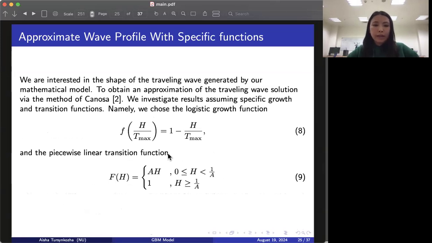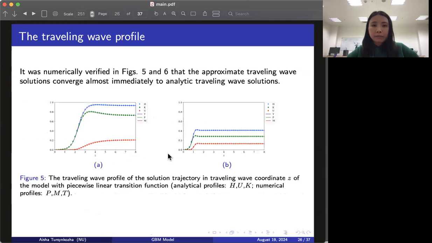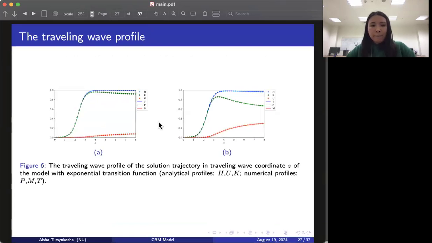And after that, we check numerically how they converge to each other. In this traveling wave profile analysis, we find that the approximate traveling wave solutions converge almost immediately to the analytical solutions. This is the model when we use the piecewise linear transition function with the logistic growth function. And the second one is the same, but for the transition function, we are using exponential transition functions. So here you can see they're almost the same.